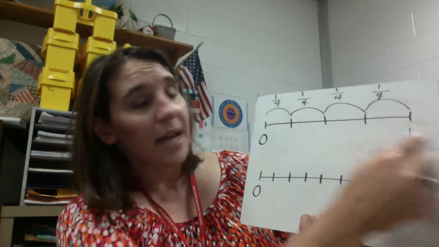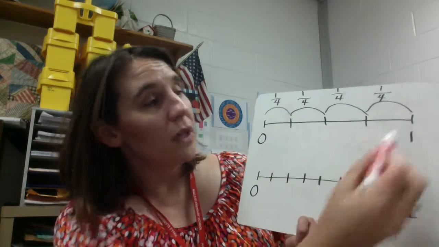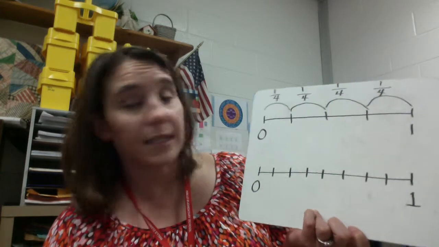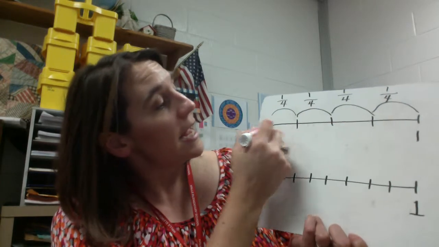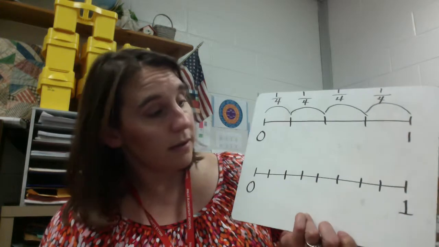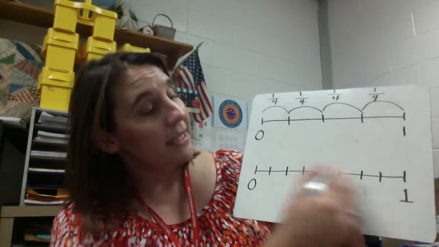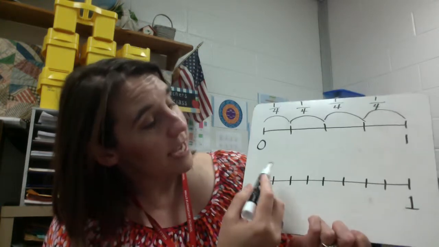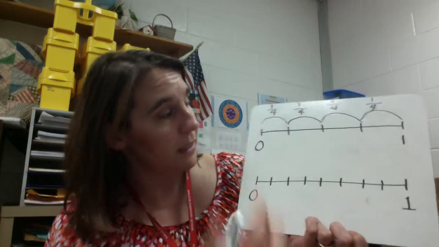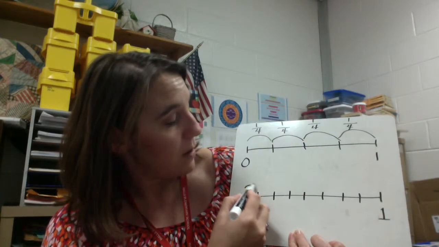So if we take that same number line, this is 1 whole. Let's say this represents a candy bar. If I take that candy bar that was initially cut into fourths, and I cut that candy bar into eighths, same size candy bar, but now it is cut into eighths, we know that there are more pieces, but the pieces are smaller. So now we've got 1/8.